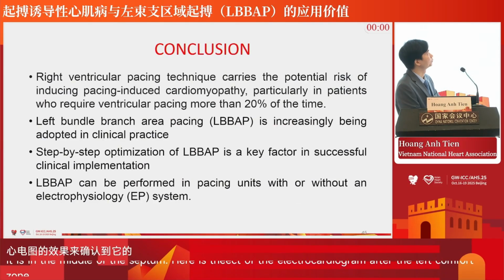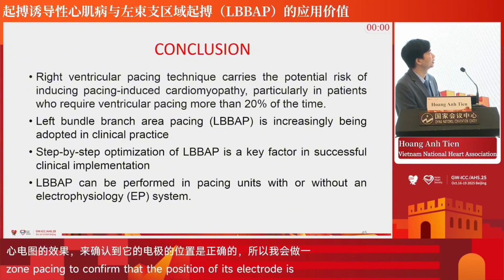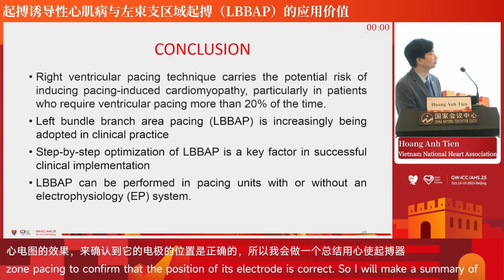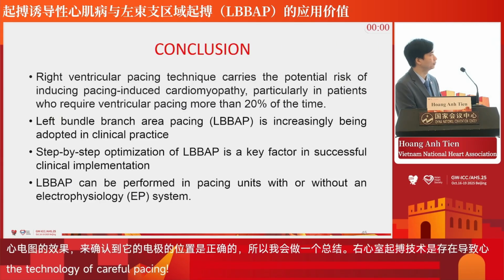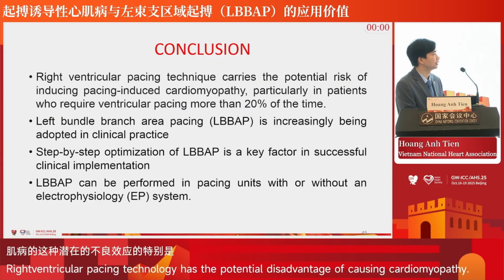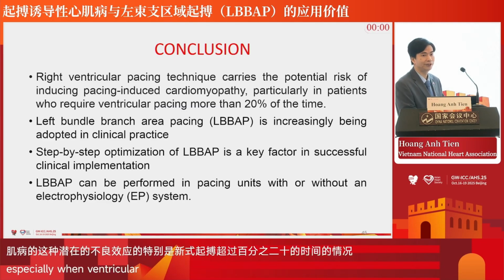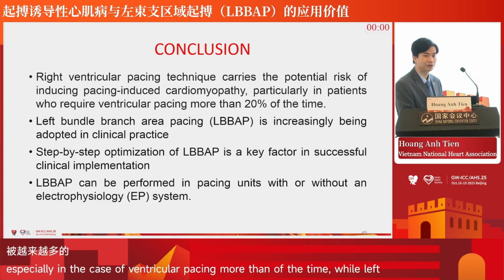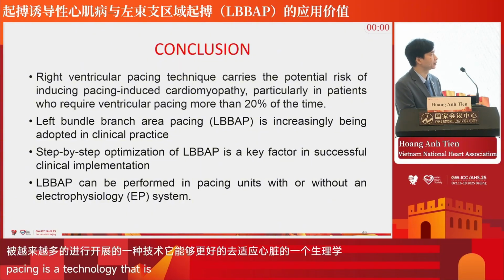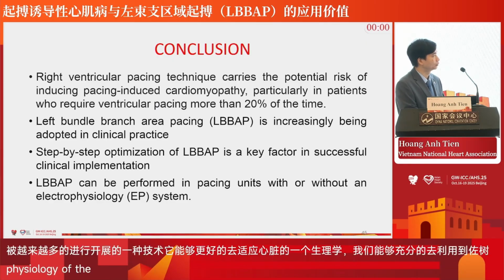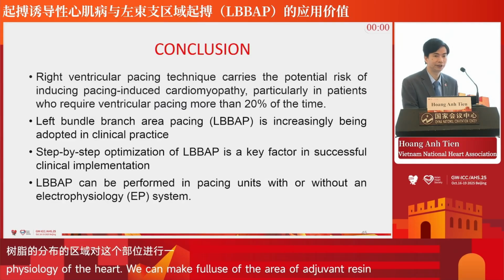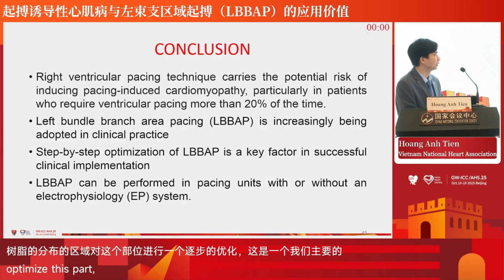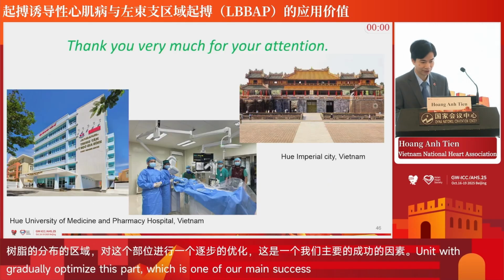So I would like to conclude that right ventricular pacing can carry a potential risk of pacing-induced cardiomyopathy, particularly in patients with ventricular pacing burden above 20%. And left bundle branch area pacing is increasing because it is adopted in clinical practice, especially in a cath lab that doesn't have electrophysiology. We can do left bundle branch area pacing, and step-by-step optimization of left bundle branch area pacing is the key factor for clinical implantation. And left bundle branch area pacing can be performed in a unit with or without the EP system. Thank you very much for your attention.